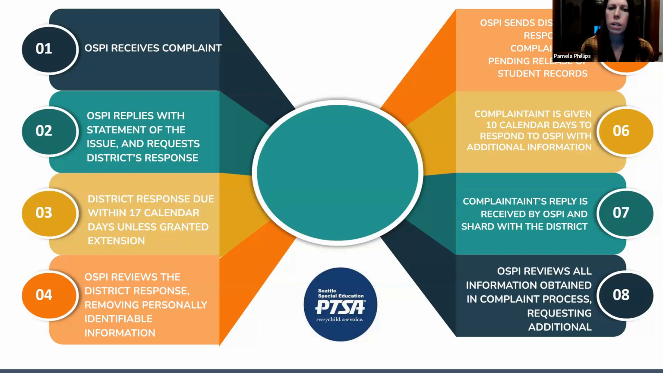So step number 7, the reply from the complainant is received by OSPI and then shared with the district. Sorry for the typo there. And just to point out here, again, all of this is public record. All the information that's received is being shared from these 3 different points: OSPI, the district, and the complainant. So anytime that information is submitted, it will be shared, or should be shared, with all the parties involved in the complaint process. And then finally, OSPI will review all of the information obtained throughout the whole process, right?